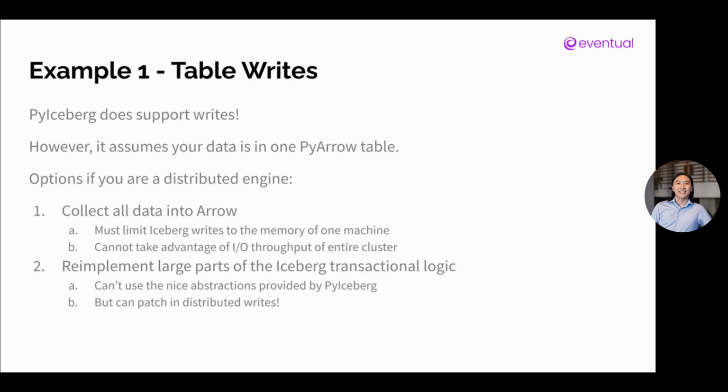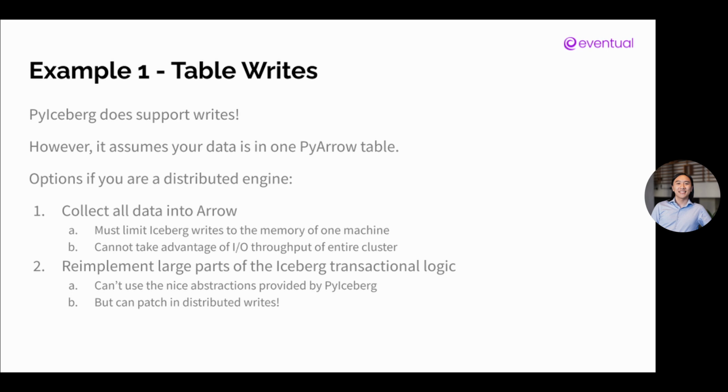So let me give a few examples of that, actually. The first example is table writes. PyIceberg does support table writes, but if you are going to use it for table writes, it assumes that your data is in one PyArrow table. If you're a distributed engine, you have a few options. The first one is you collect all of your data into Arrow. And the result of that is you are limiting yourself to writing only the size of the largest table that you can write, which is the memory of one single node on your cluster. And you can't take advantage of all the I/O and compute that your cluster enables.